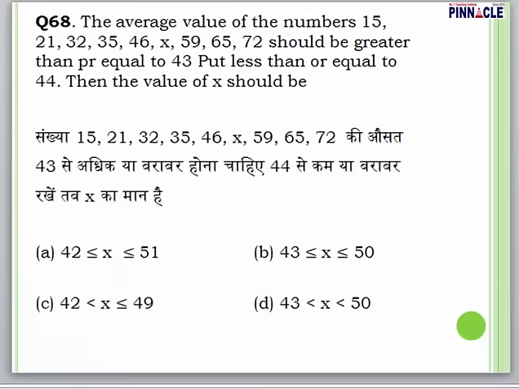Question number 68. Average value of the numbers 15, 21, 32, 35, 46, x, 59, 65, 72 should be greater than or equal to 43, but less than or equal to 44. Then the value of x should be how much?